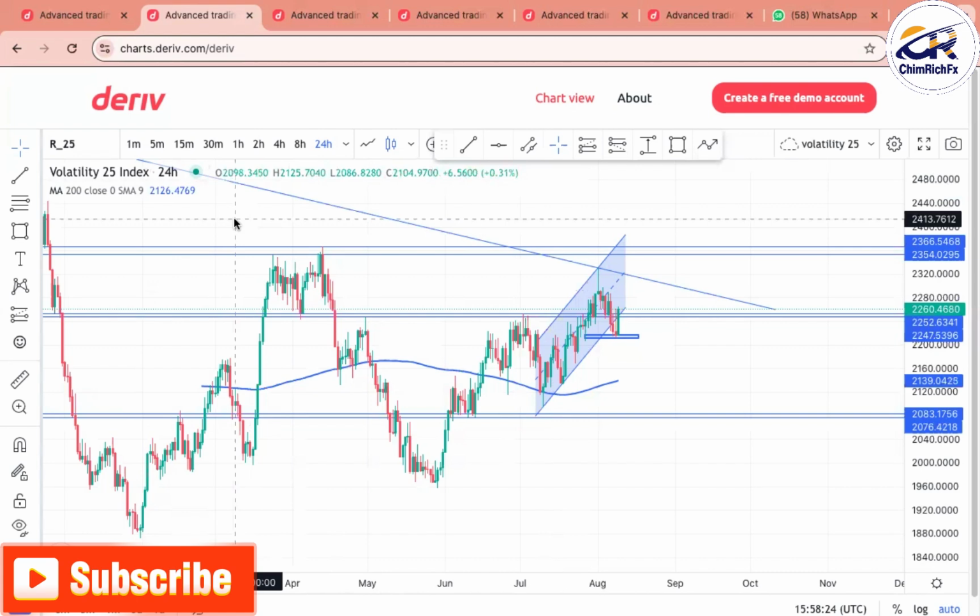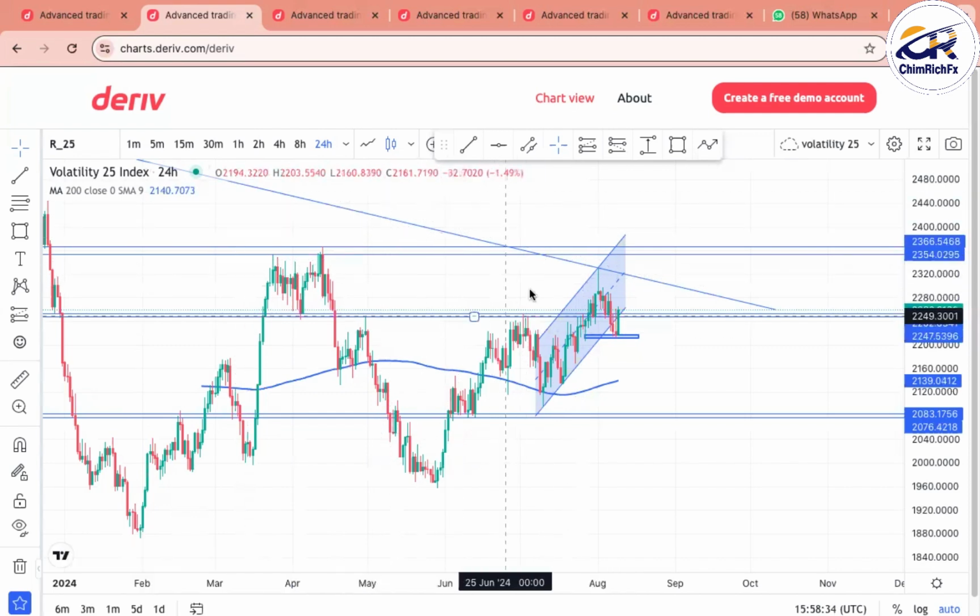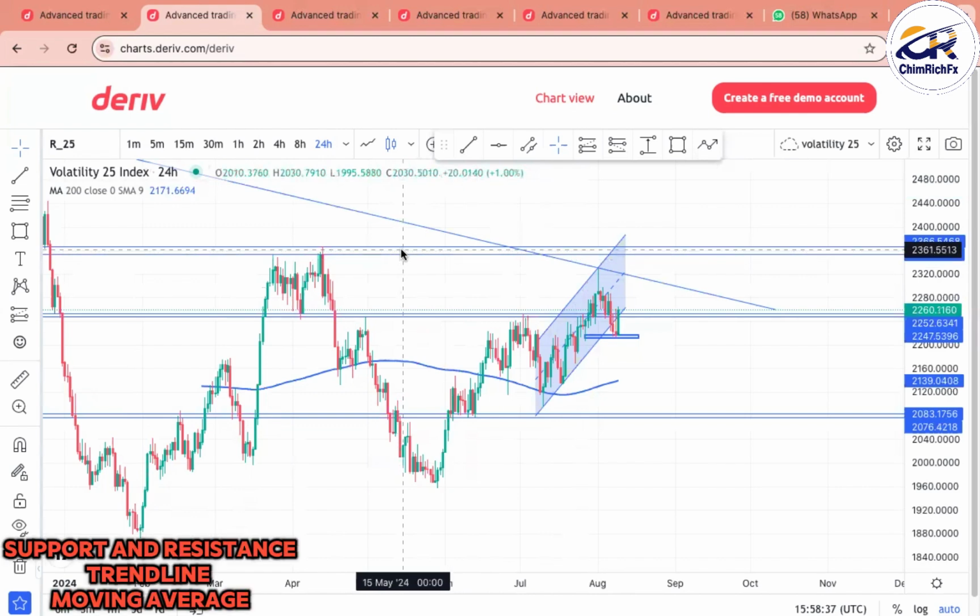All right, so I'm Chimuich, and let me just do a quick introduction of how I trade and the tools I use for trading. I use the support and resistance level, which is a vital strategy for trading. I use the trend line, and I use the moving average as an indicator.